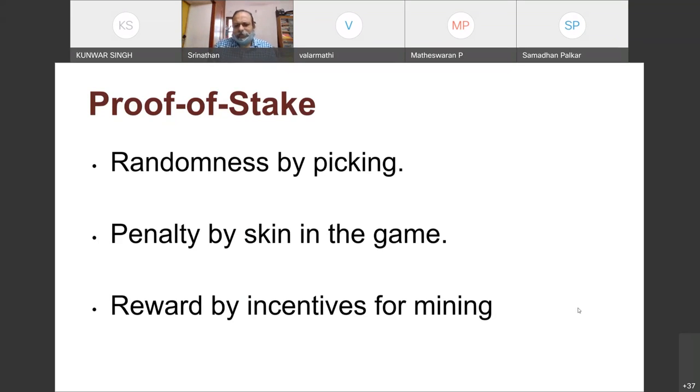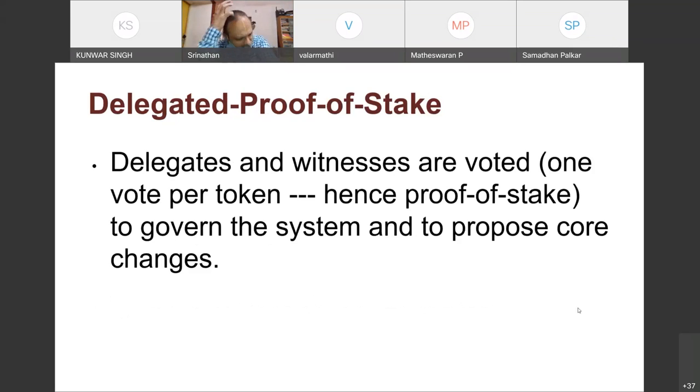So let us see other kinds of proof of X. So there is a delegated proof of stake. So this is bringing in democracy within the proof of stake. So pure democracy, of course, does not work, because it does not have penalty.